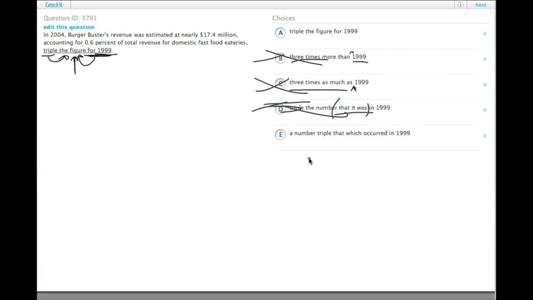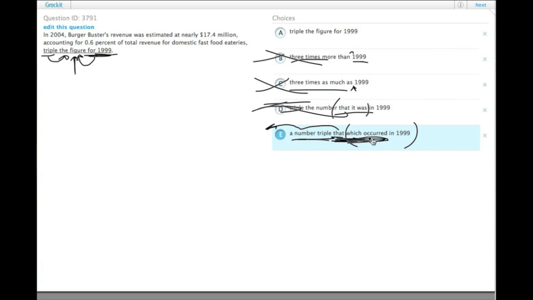And then E, a number triple that which occurred in 1999. I can't even read it with a straight face. That which occurred. It's not that that phrase can't exist in English. You can say, that which occurred is unfortunate. But a number triple that which occurred in 1999, that doesn't work. We're trying to say that 2004 was three times the number for 1999.